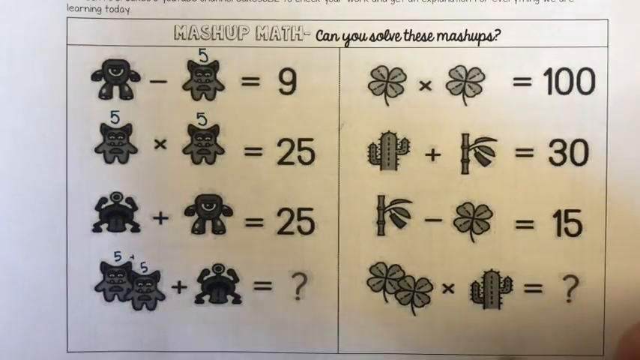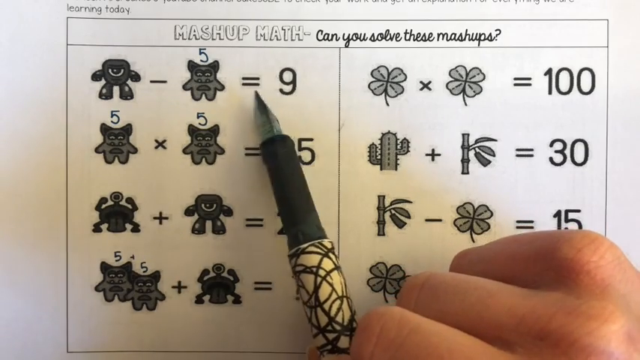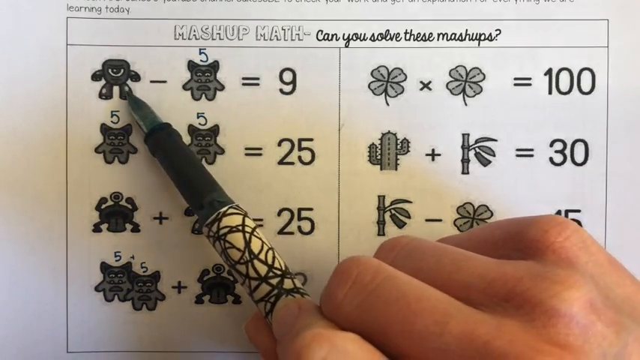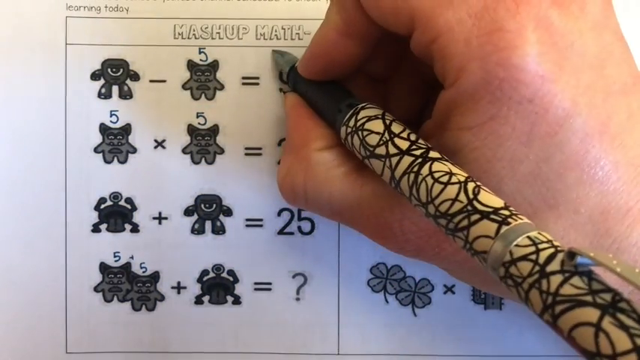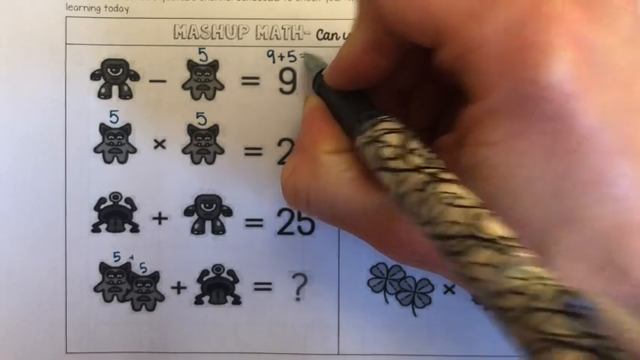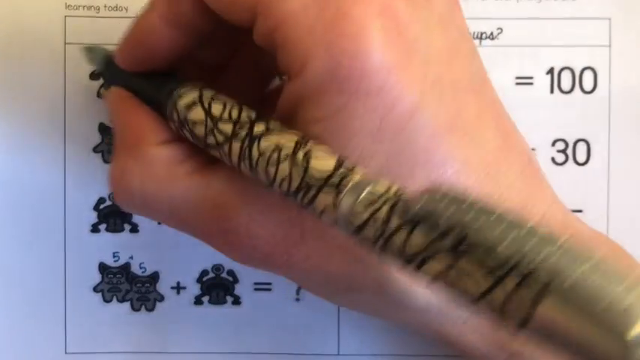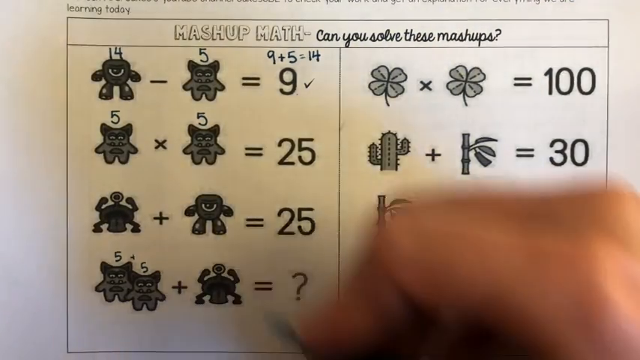Okay, now I'm going to go through and solve it. To solve an algebra equation, we look: something take away 5 is 9. So if we go on the other side and we go 9 plus 5, because addition is the opposite of subtraction, that's 14. So then, this should be correct. 14 subtract 5 is 9. Okay, that one's good. We know that that guy's 14.